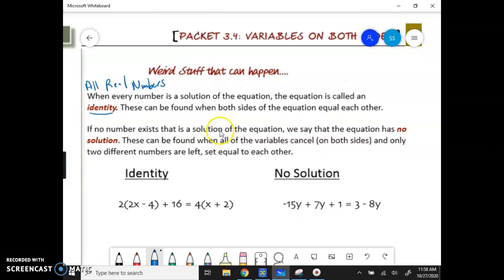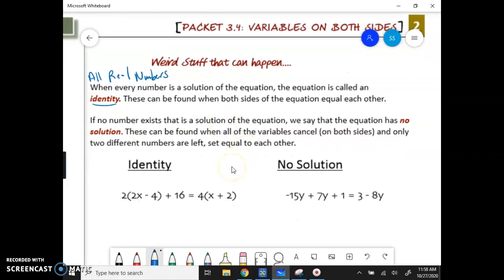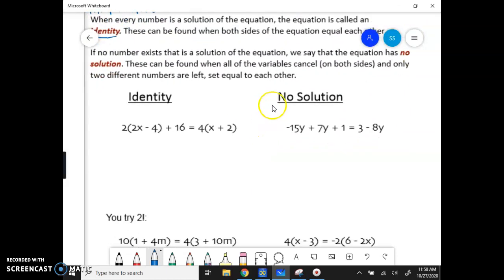The other weird thing that can happen is when no number exists to work out that solution. When there is no solution, that means when we cancel out the variables on both sides, you're left with two different numbers set equal to each other, like 4 is equal to 12. You get anything other than one number equal to itself, that is not true. That is no solution.